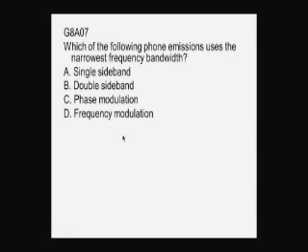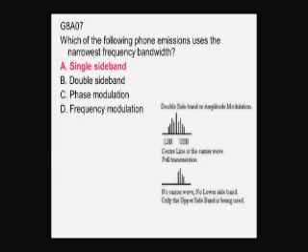Which of the following phone emissions uses the narrowest frequency bandwidth? Think about that picture we just saw. Think about double sideband, single sideband, and you'll remember that we have cut the bandwidth of the signal in half by using the single sideband.